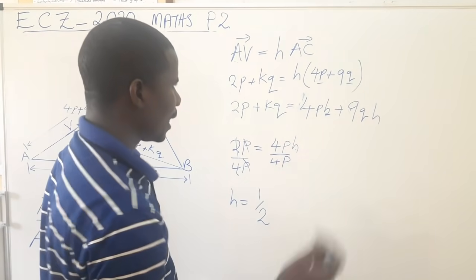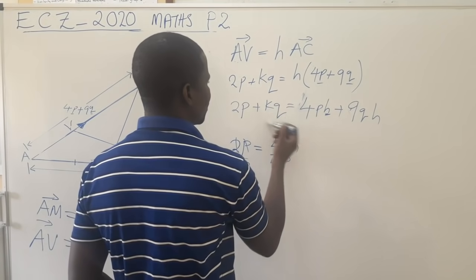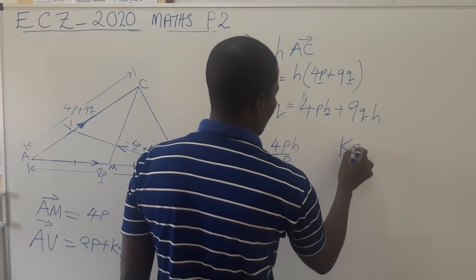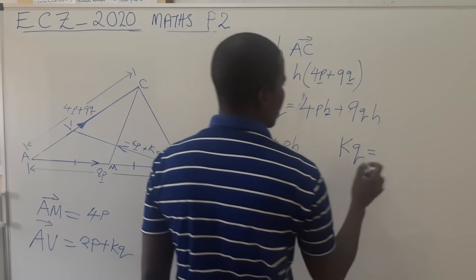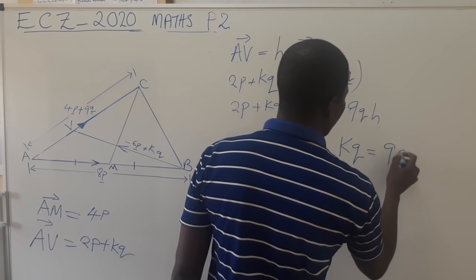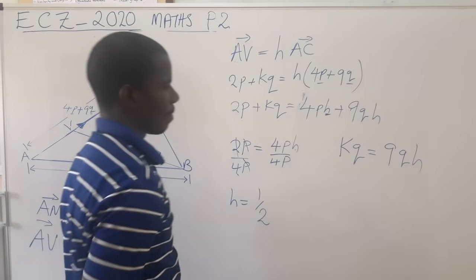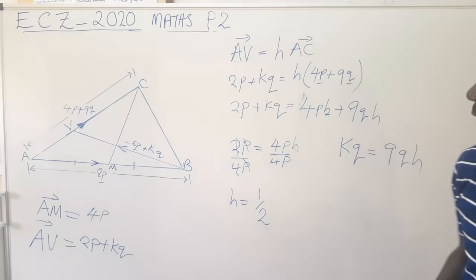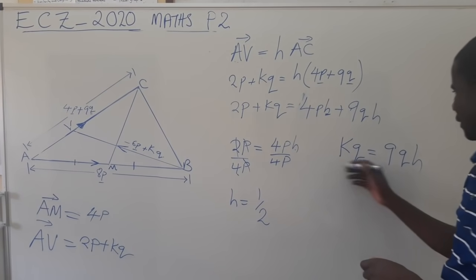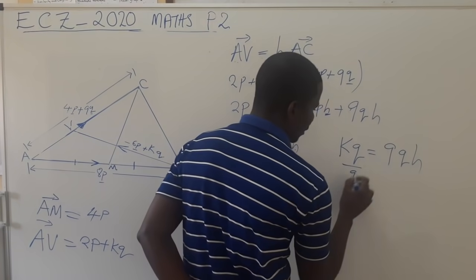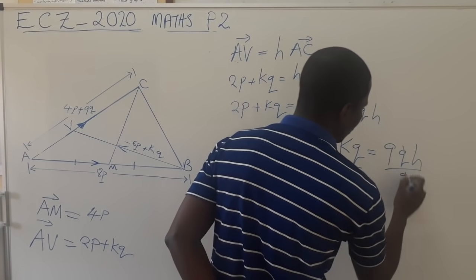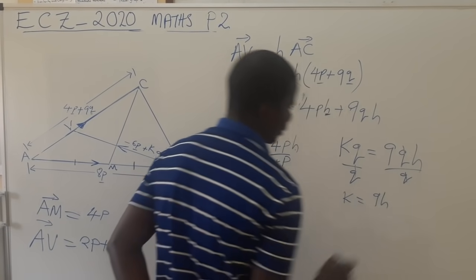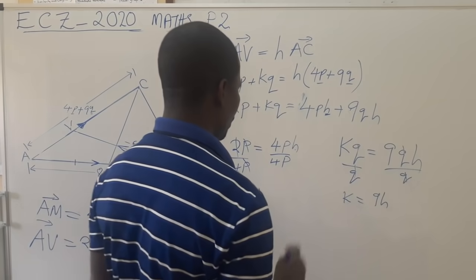Then we come to K. So K, we need to get this part and equate it to what? So we're going to say K is equals to 9QH. Okay? So just at this point we can simplify and say this one. So this will cancel. K will be equal to 9H. Okay? K will be equals to 9H.